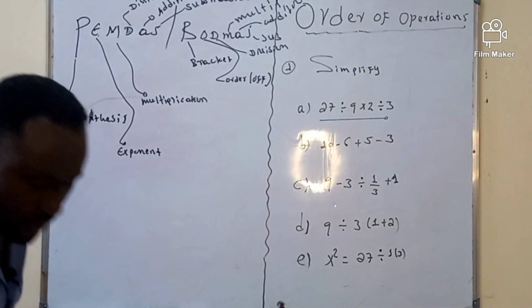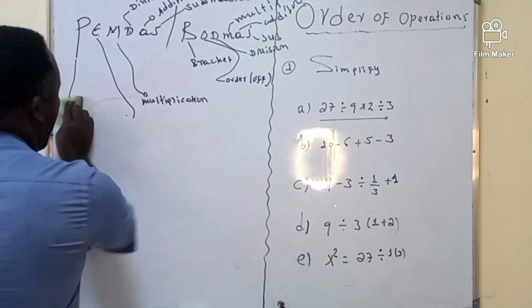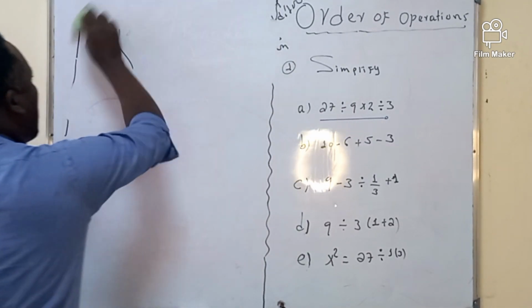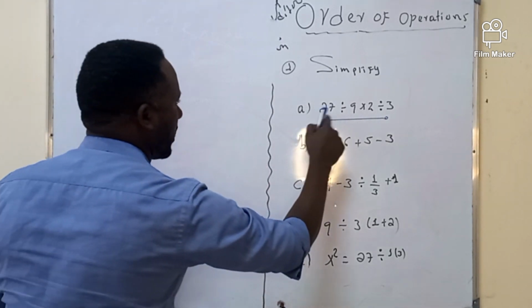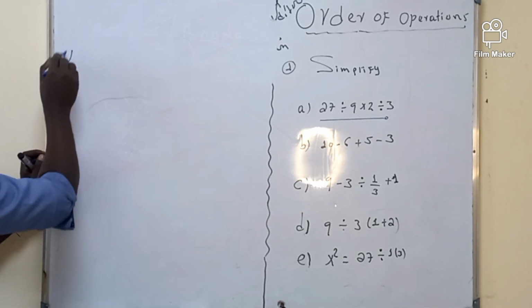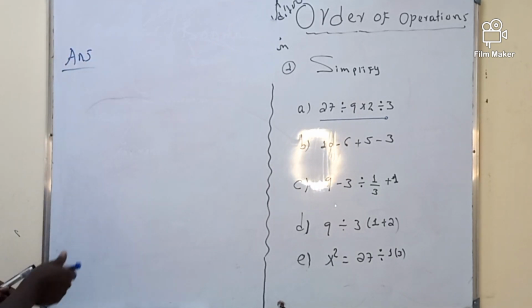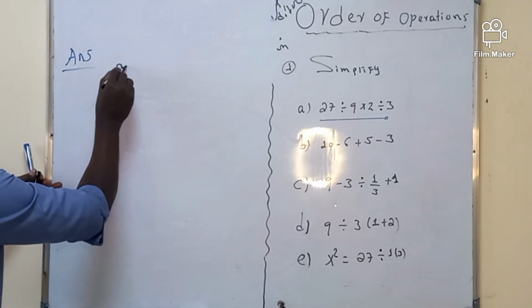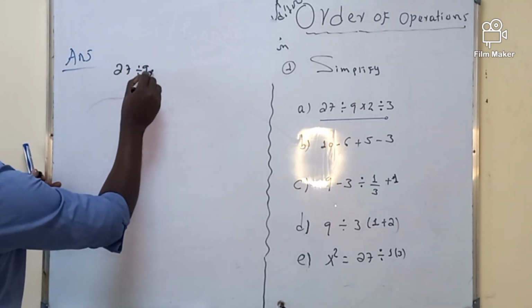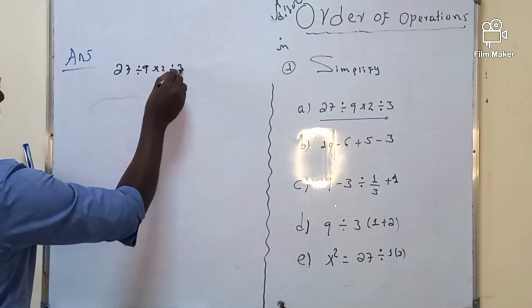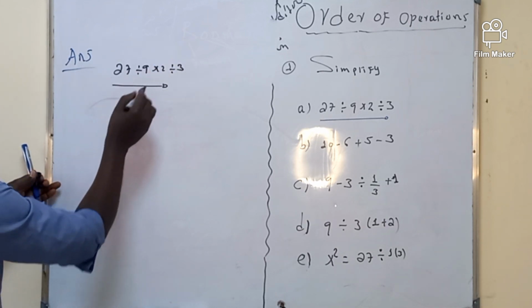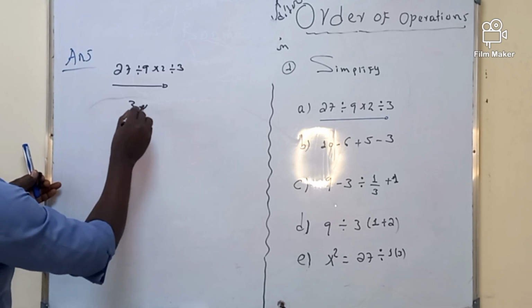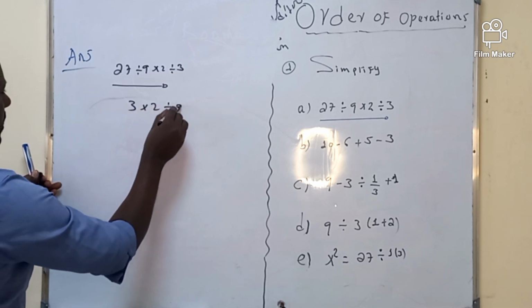So when you are solving this problem, you have to use the principle of going from left to right. First you divide 27 by 9. So the expression is 27 divided by 9 times 2 divided by 3. You have to go this way. Then 27 divided by 9 is 3, times 2 divided by 3.